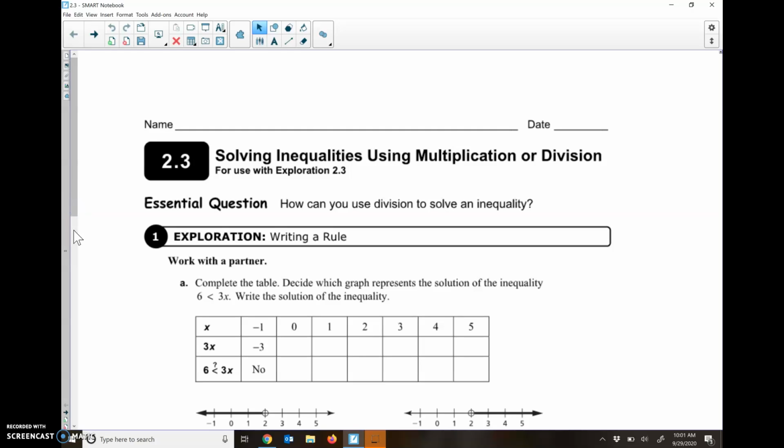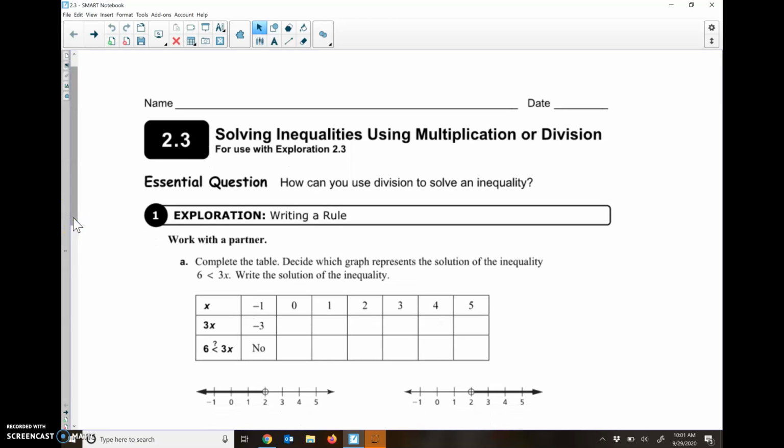Hey, this is Mr. Molo for lesson 2-3, solving inequalities using multiplication or division. So very similar to the lesson we just did about adding and subtracting, except this one's going to be multiplying and dividing. So this table sets things up for us step by step.